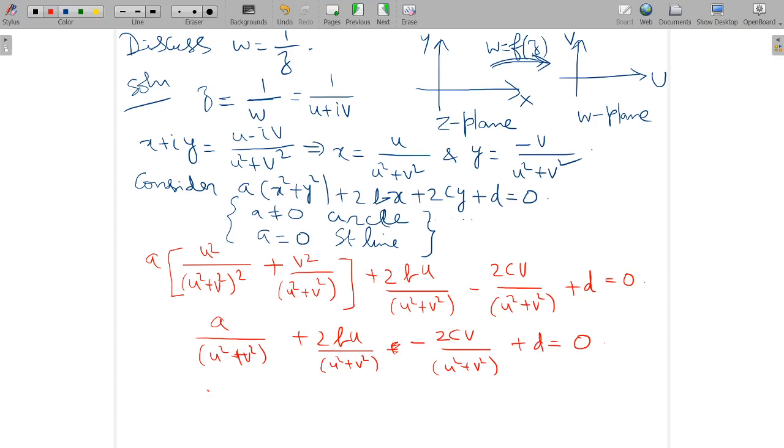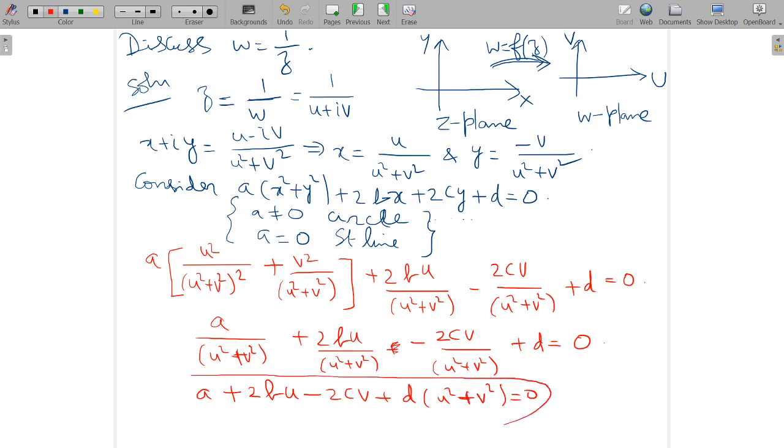And when I multiply with u squared plus v squared throughout, I will have a plus 2bu minus 2cv plus d into u squared plus v squared is equal to 0. So this will be the image. You can see that this will be the image of the curve a into x squared plus y squared plus 2bx plus 2cy plus d is equal to 0.